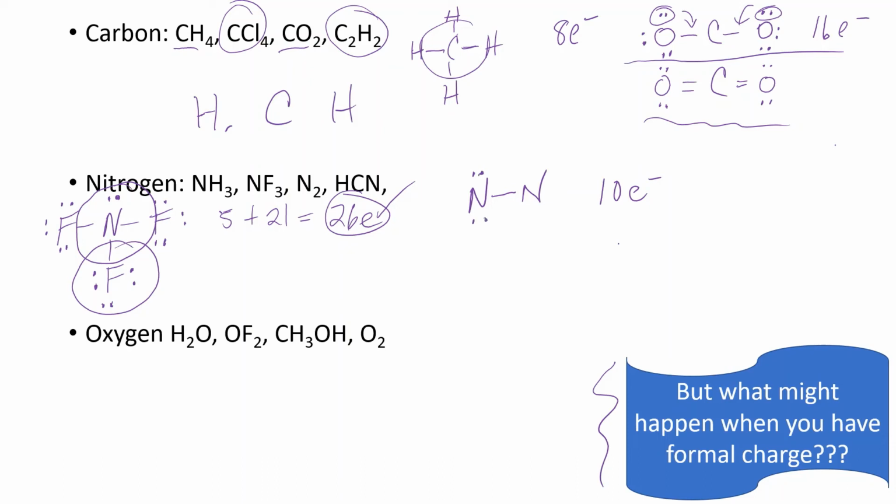To get to 10. So do we have 10 valence electrons here? 2, 4, 6, 8, 10. Yes, we do. Do we have an octet around nitrogen? No, we don't. Not around either nitrogen. So guess what again? It's electron transformation time again. I like to call it transformation because we're taking a lone pair and we're turning it into a bonding pair.